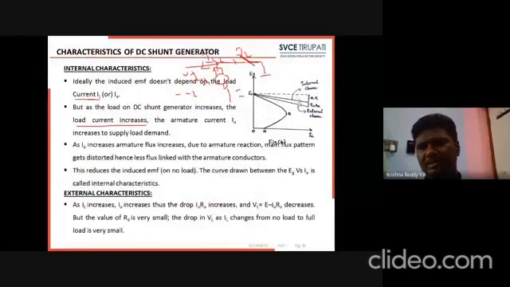After applying load, the current increases. Armature current increases, and flux distortion also occurs. That is known as armature reaction. Due to armature reaction, we get a reduced voltage. In order to get the external characteristics, we include the resistance drop. Then we get the external characteristics. For both separately excited generators and DC shunt generators, the characteristics are the same.